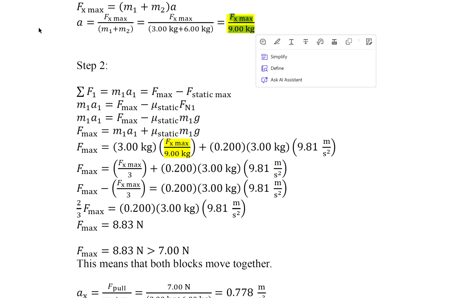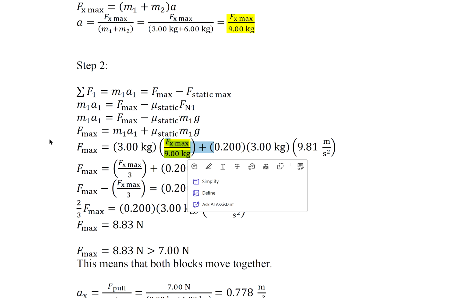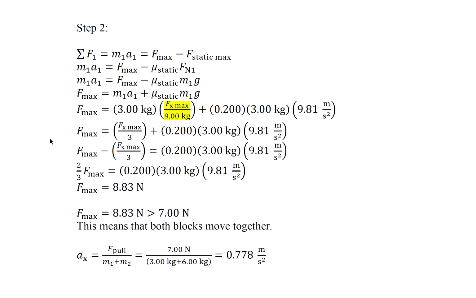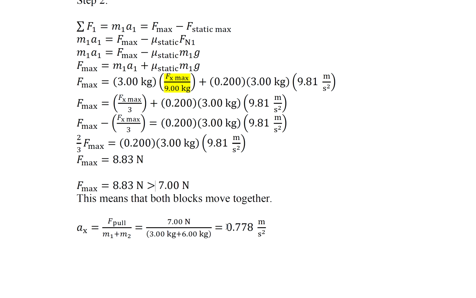Here we have solved for acceleration, so we're going to substitute for acceleration here. And then we have F max on the left side and the right side, so let's just move F max to the left side. We solve for F max here, which is greater than 7 newtons. That means both blocks move together, because we're going to pull with 7 newtons, but force max is going to be 8.83. So the acceleration is going to be 0.778 meters per second squared.